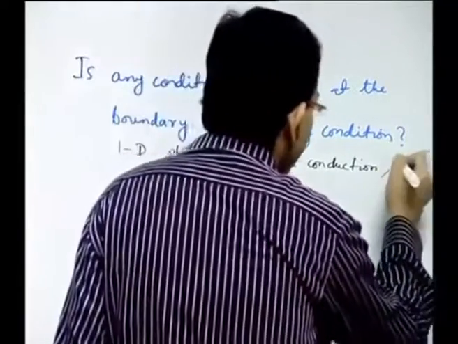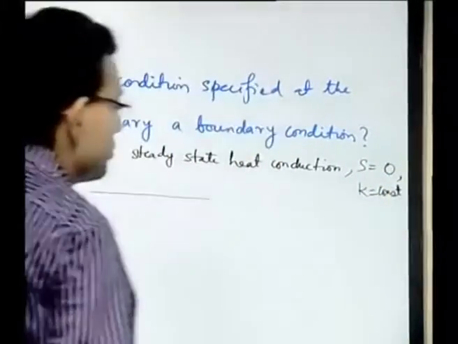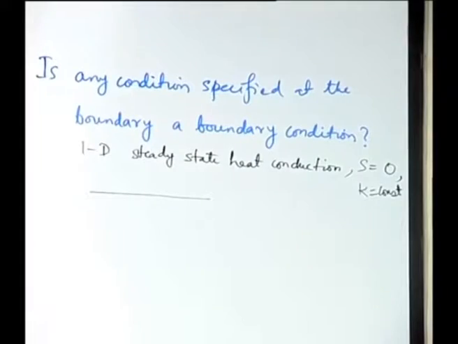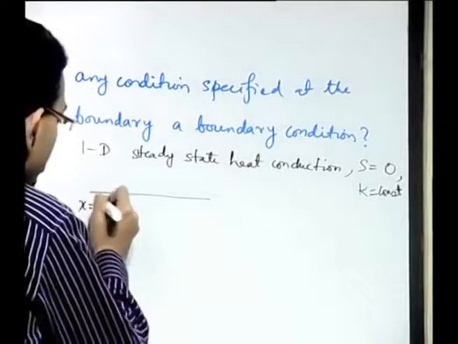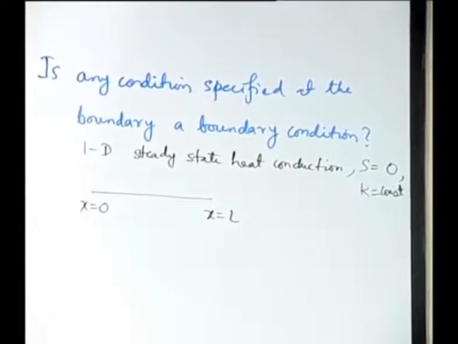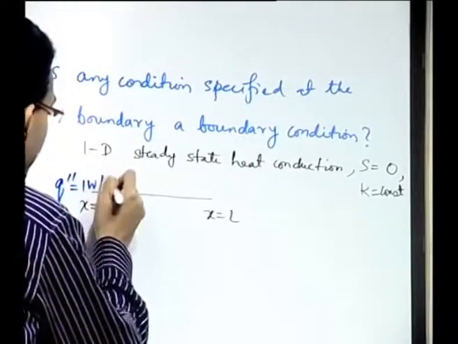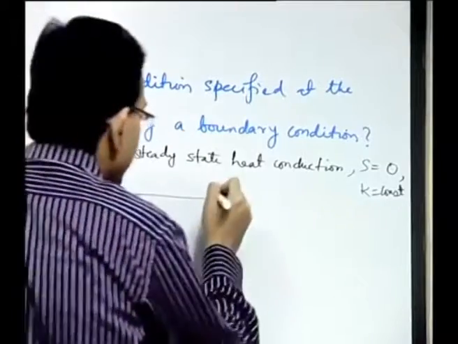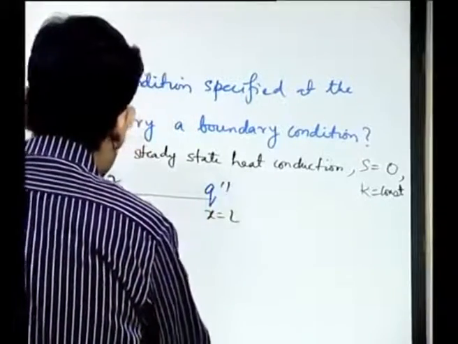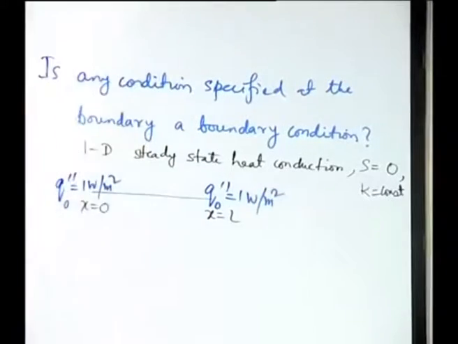With S equal to 0 and K equal to constant. Let us say this is x equal to 0, let us say this is x equal to L. We give a boundary condition that at x equal to 0 the heat flux is say 1 watt per meter square, and at x equal to L the heat flux is 1 watt per meter square. This of course we have to give, right, because it is a steady state problem.